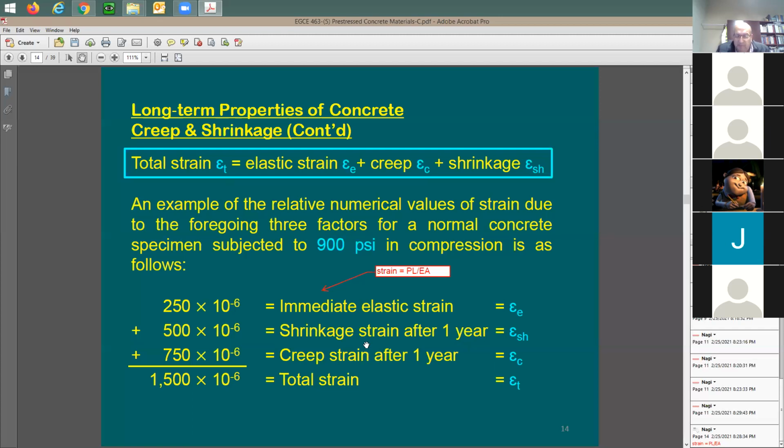But you can control it by adding different aggregate. So when you add high strength aggregate, it's going to help you out. When the aggregate is going to be stronger, and when it's going to be well graded, it's going to reduce the amount of shrinkage and creep.